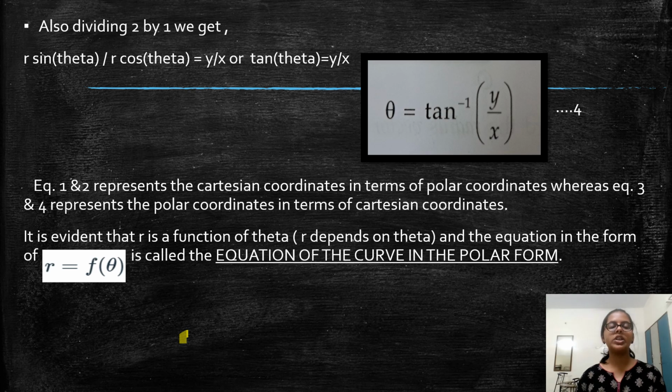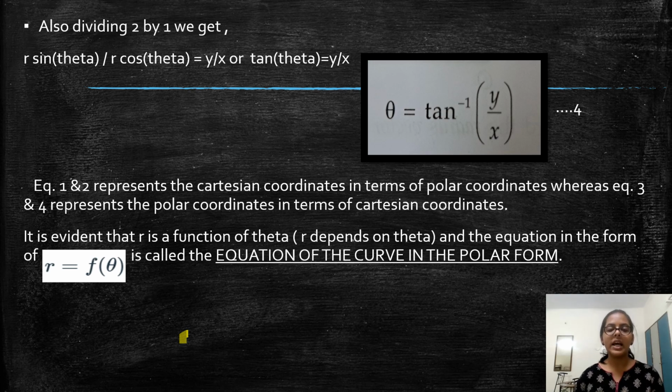Also, dividing equation number 2 by equation number 1, we get r sin theta divided by r cos theta is equal to y by x. We know that sin theta divided by cos theta gives us tan theta. Therefore, tan theta is equal to y by x. But here we have to establish a relationship between the polar coordinates and the Cartesian coordinates, so we will find theta. Theta is equal to tan inverse y by x, and we take this as equation number 4.